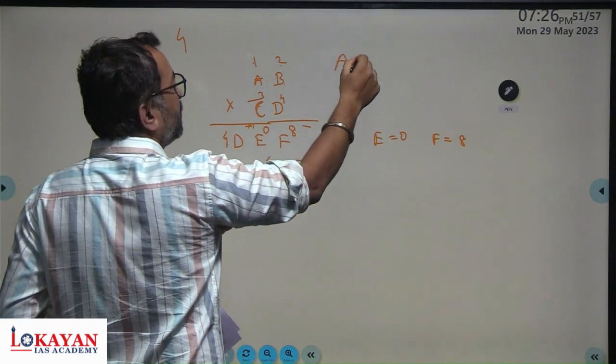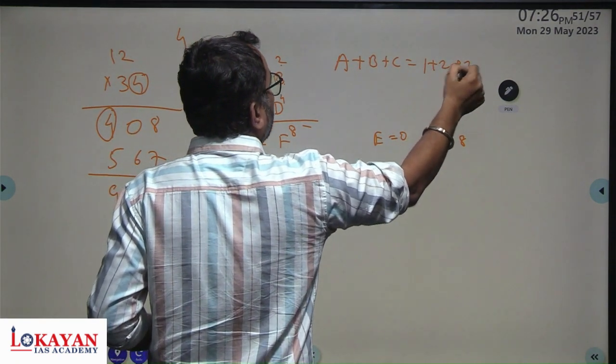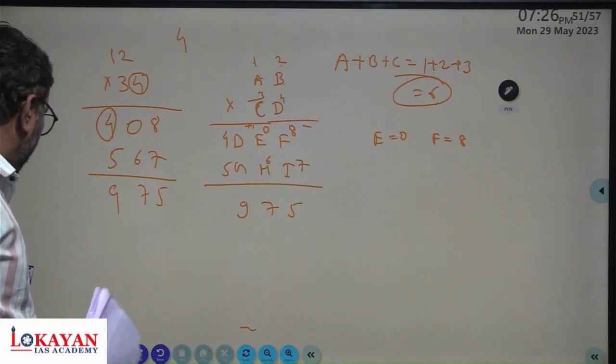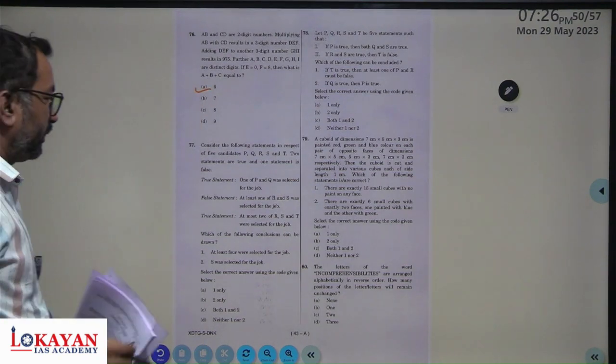So they have asked us A plus B plus C is equal to what? So 1 plus 2 plus 3, it becomes 6. So the answer will be option number A.